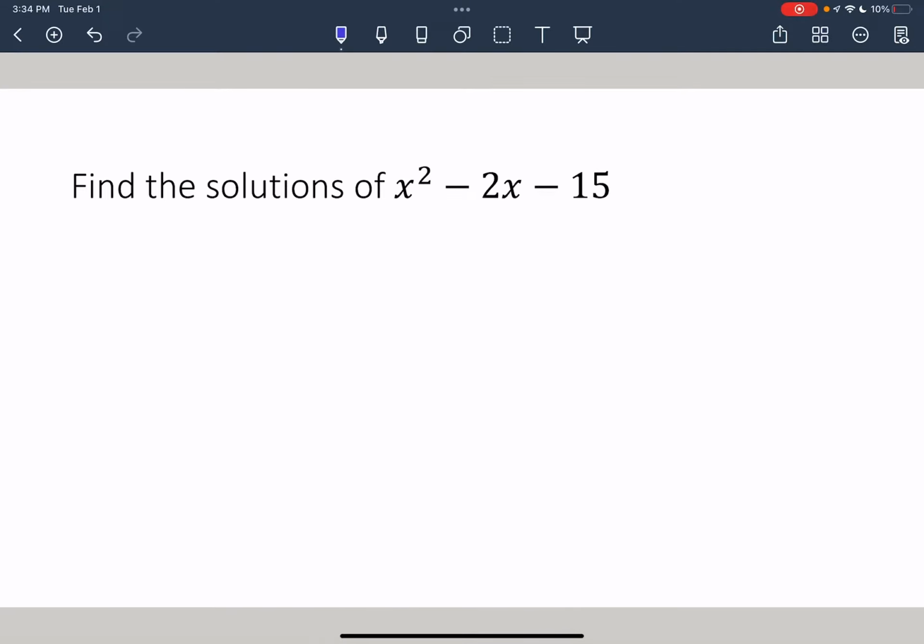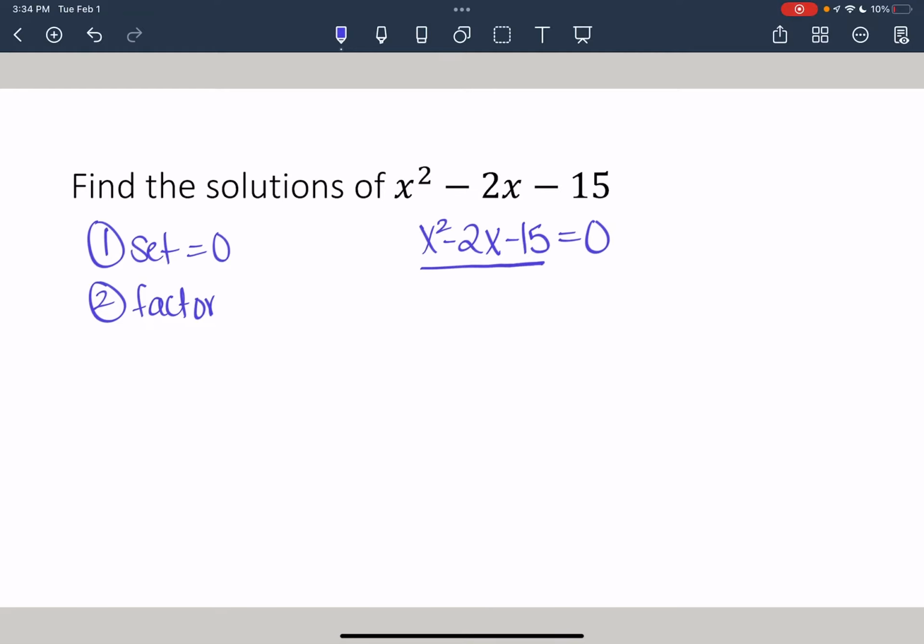So here we want to find the solutions of x squared minus 2x minus 15. Step 1 tells me to set my equation equal to 0. So I say x squared minus 2x minus 15 equals 0. Step 2 tells me to factor. So I need to factor this trinomial right here. It doesn't have a GCF, so I'm going to look at a, b, and c. a is 1 in this case, so I just have to look at the value of c.